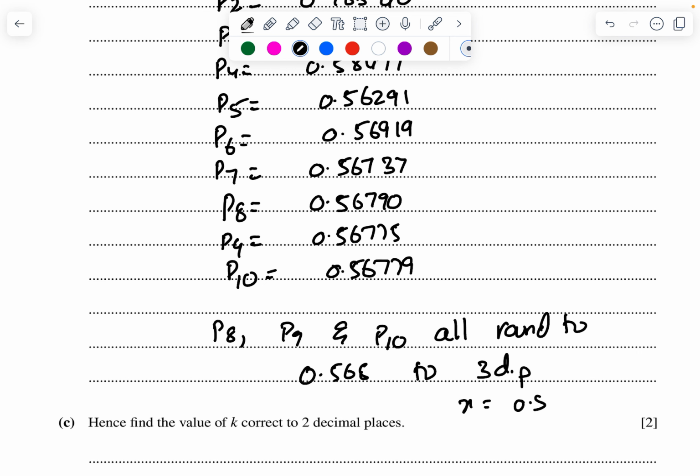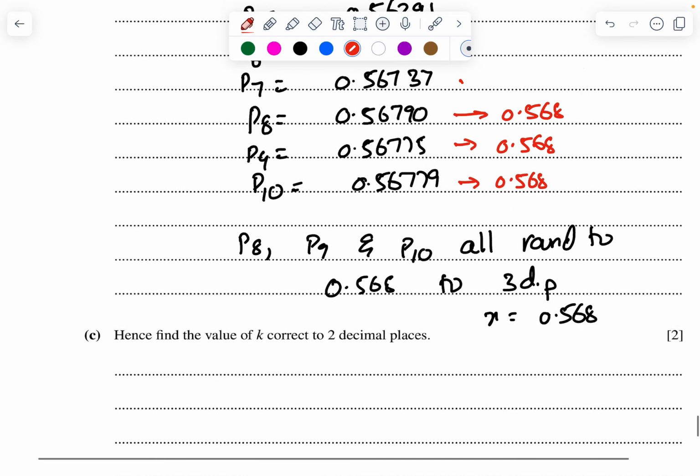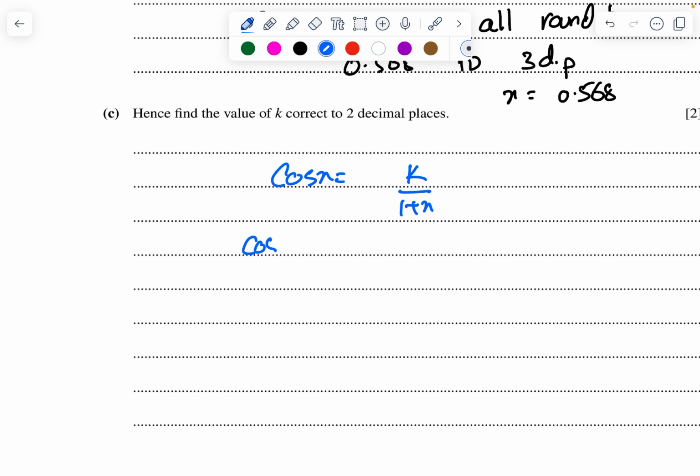So x is equal to 0.568. So this is 0.568, this is 0.568, and this is also 0.568. So we got cos x equals k upon 1 plus x. So cos 0.568 equals k upon 1 plus 0.568. So k equals 1.568 times cos of 0.568, which is going to be 1.32.